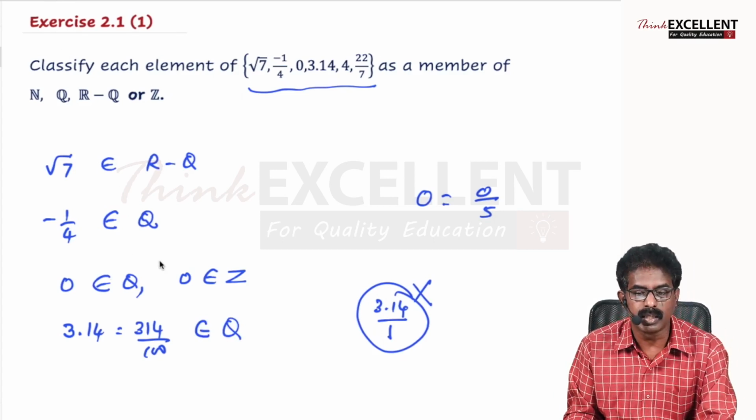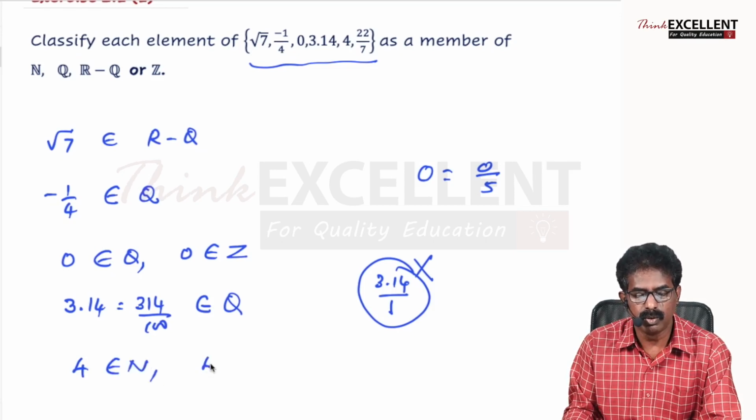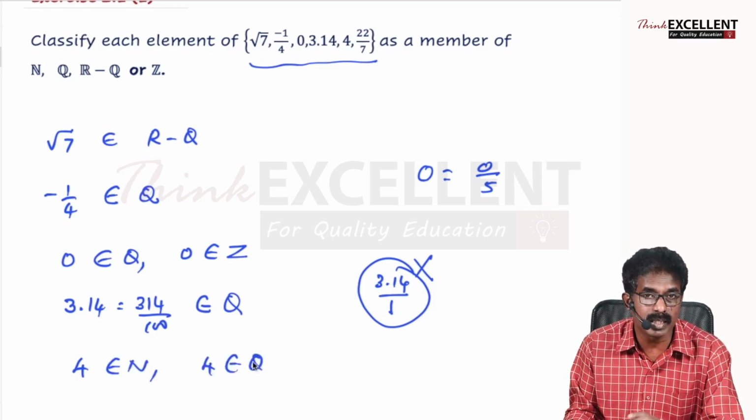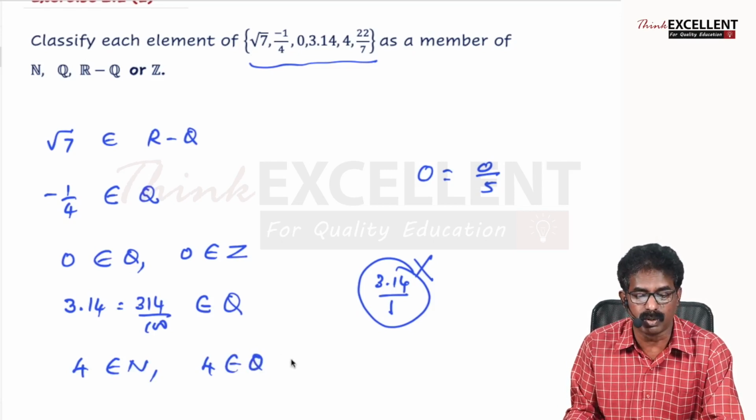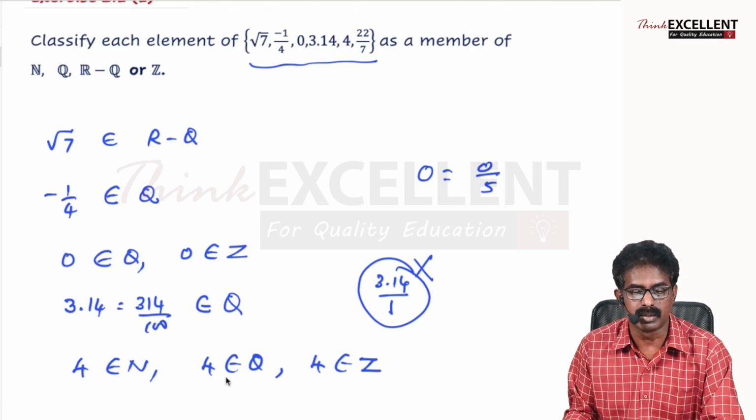Okay, then the next one is 4. 4 comes under natural numbers, so 4 belongs to N. 4 also belongs to Q, because 4 is a rational number: 4 can be written as 4 by 1. And 4 is an integer also, right? 4 belongs to Z also. It is an integer. So all these 3 you can write.